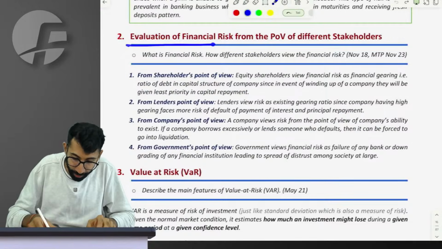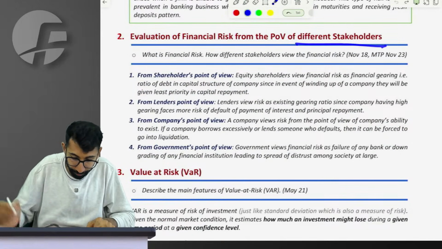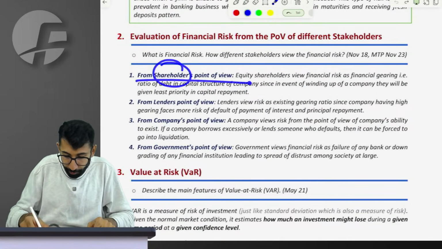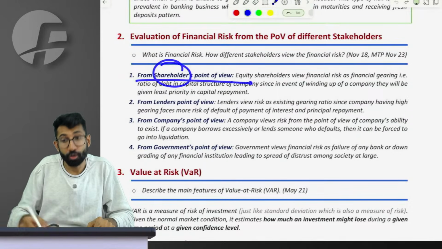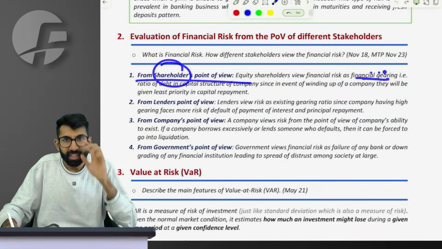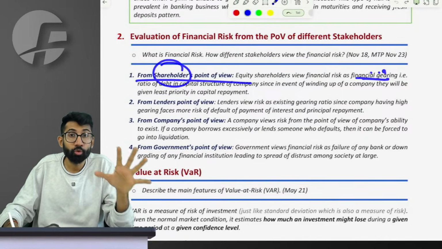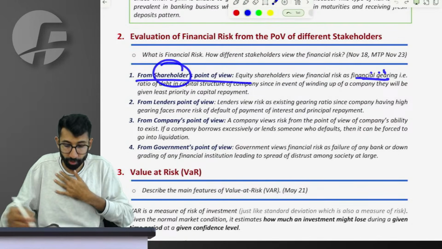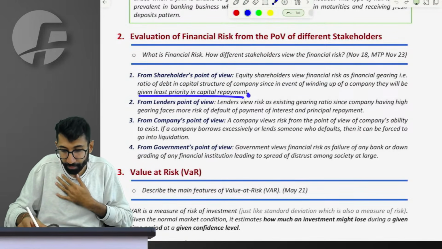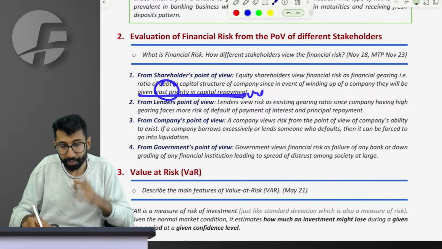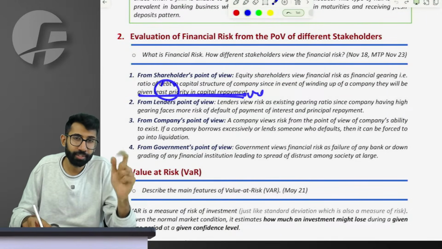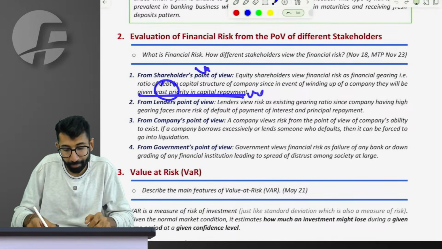Next is evaluation of risk from the point of view of different stakeholders. Shareholder point of view, the risk of financial gearing. When I am the equity shareholder, if my company takes more debt, it has to pay more interest, less profit is available for me, it is the risk I bear. Because they have the least priority of capital repayment. In case of insolvency, debt will be paid first, I'll be paid last.